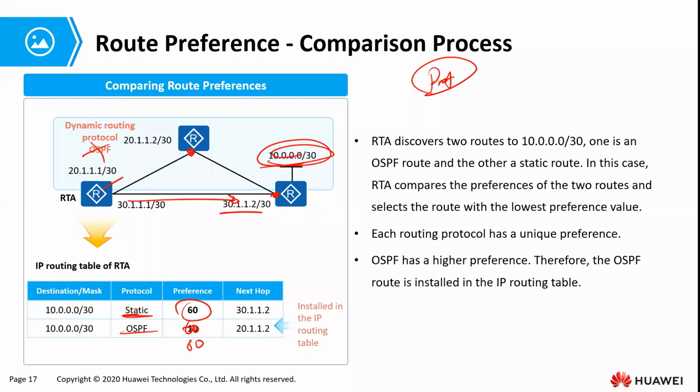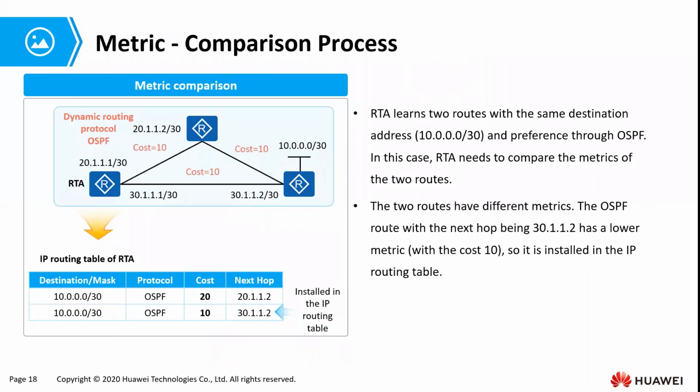By the way, if they were both static, you can set one of your static routes to a higher preference value, like 80. They will not install it. They will install this one. This one will come in if this one fails. This one is actually called the floating static route. We're going to talk about that.